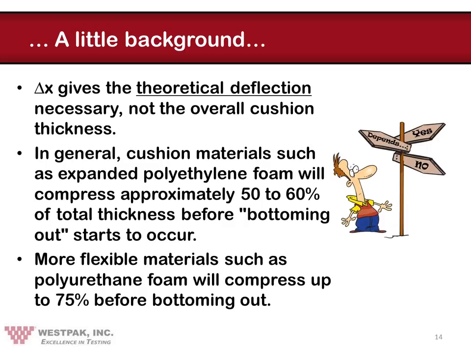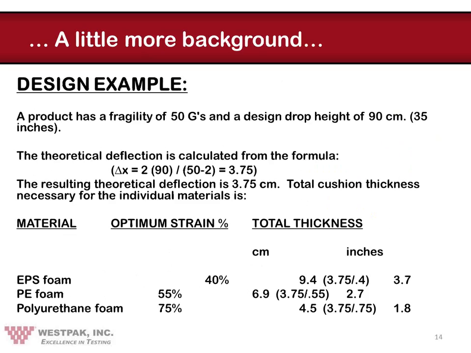In general, cushion materials will compress a certain amount before they bottom out. Polyethylene foam, for example, is a pretty good material, and most of you are aware of it. It'll compress somewhere between 50 and 60% of its total thickness before it starts bottoming out, in other words, getting harder. More flexible materials such as polyurethane foam will compress up to 75% before starting to bottom out. So different materials have different compressive values, and what I call the efficiency.